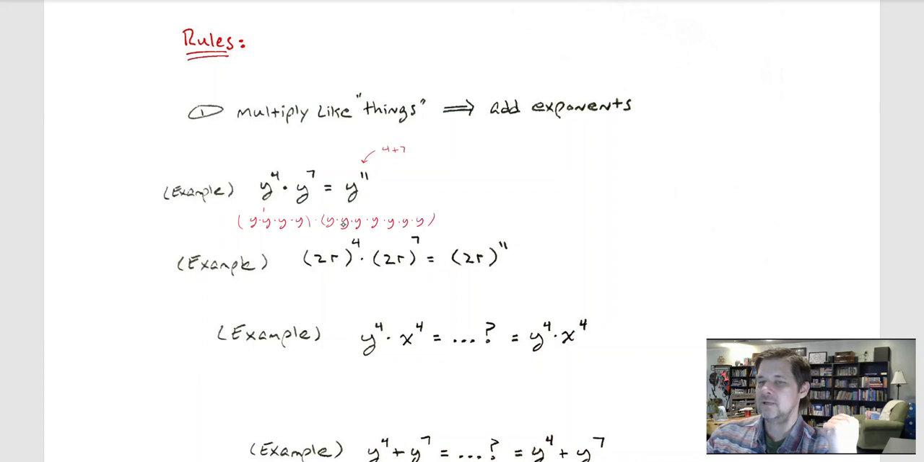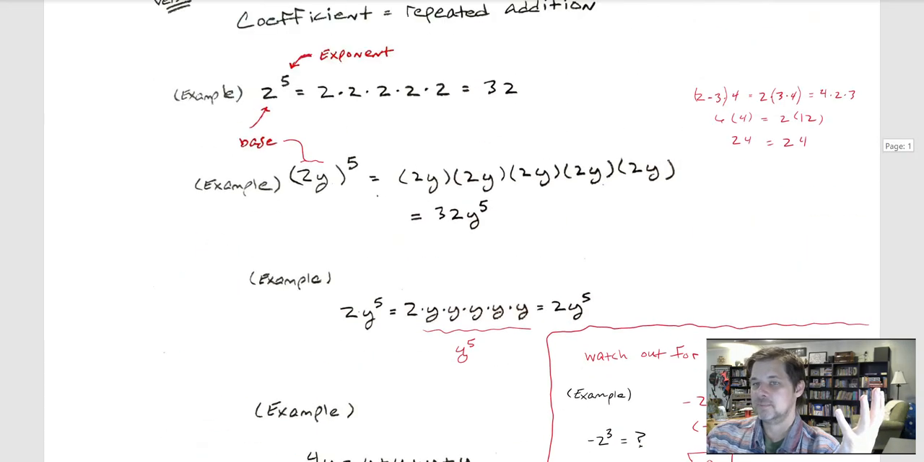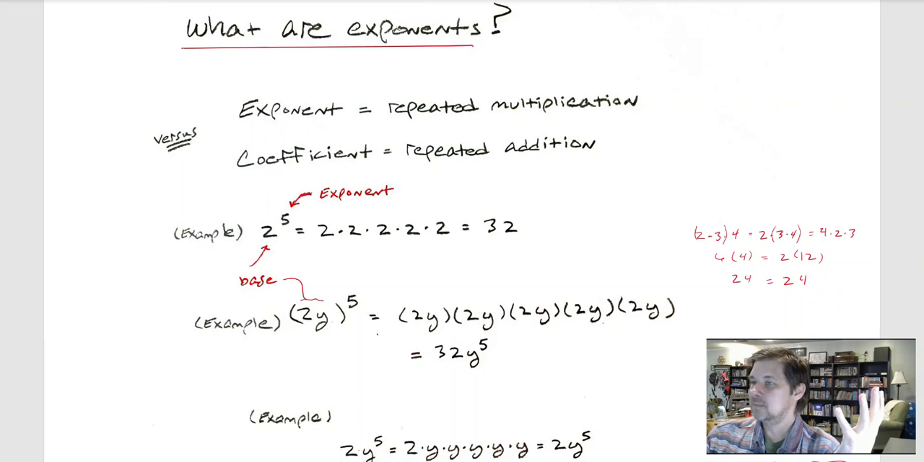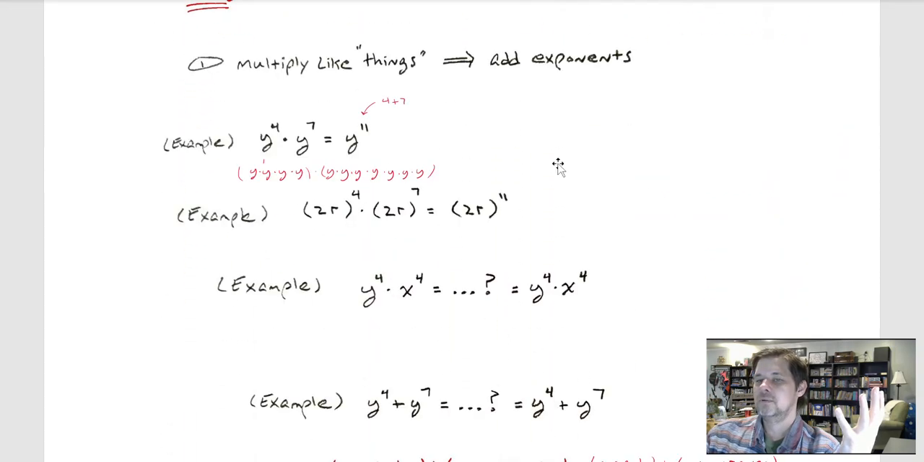So 4 here, I got 7 there. What's that look like? Does that look like what an exponent is? What's an exponent? An exponent indicates repeated multiplication. So what are you looking at right there? I'm looking at multiplying y times itself a bunch of times. How many times? Well, 4 here and 7 there. How many altogether? 11, all right? So that's why you add the exponents when you multiply like things together.